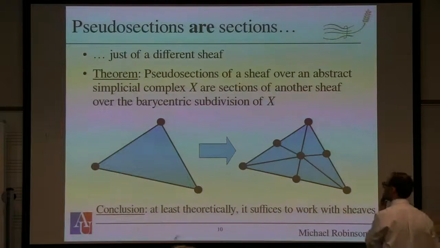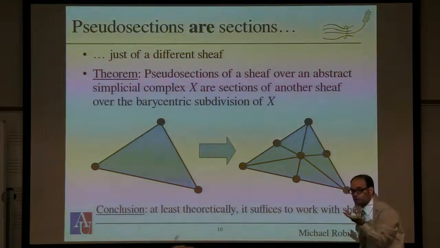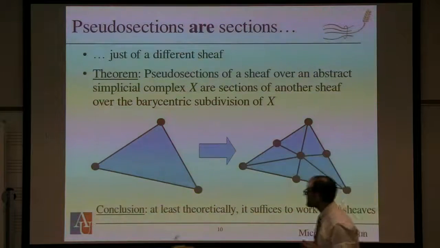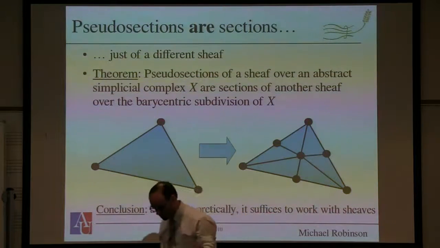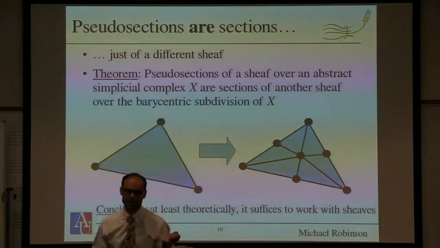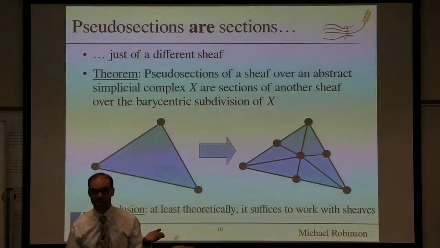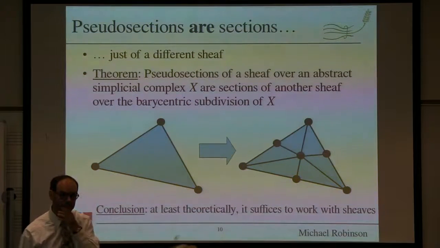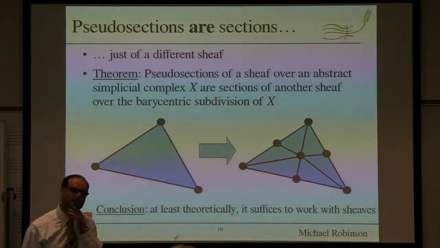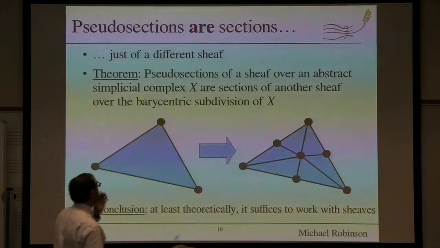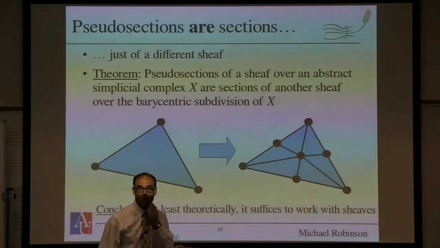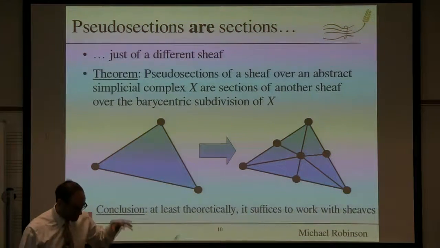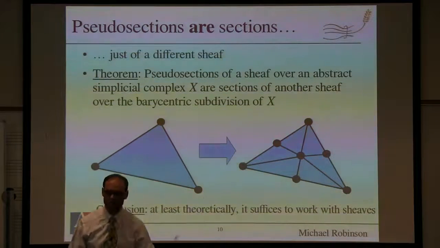Take that as you may. At least theoretically, it suffices to work with sheaves. So this is kind of nice, in the sense that sheaves already have the ability to manage noisy data in that fashion. Yes? There's no demand for recurrence? You only have to do it once. One round of barycentric subdivision is sufficient. We're not having to recurse and go all the way down.